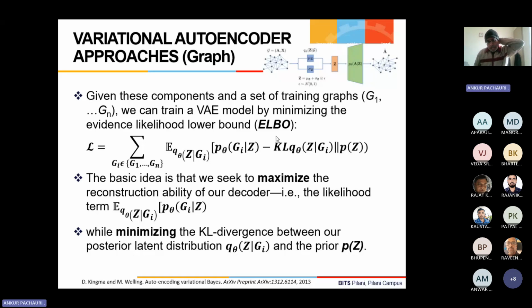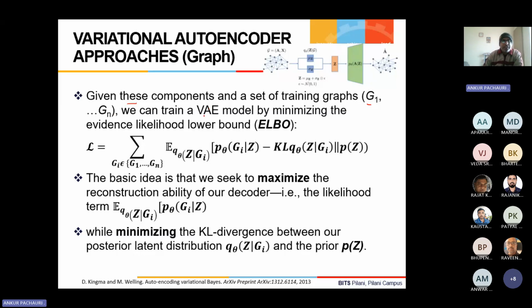Now, this was the superficial overview. Now let us dive deep into the activities. Given these components, the encoder, decoder and the prior distribution, and a set of training graphs, G1 to Gn, we will be having a bunch of training graphs on which this model will be trained.